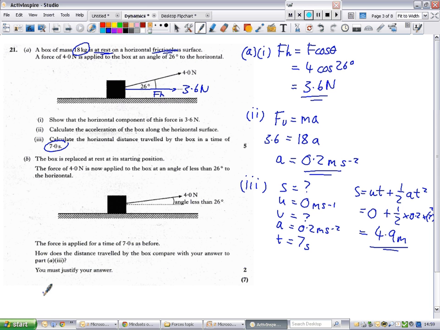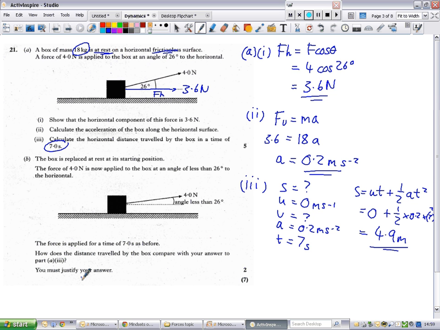Now your classic sort of last question for 2 marks here, where one thing has changed and everything else is kept the same. We've been through how to answer these. You can often answer them with an equation, but I tend to use arrows in some way and then think about how that affects your overall answer. So it's placed at rest again. That's the same. The force of 4 newtons again, but an angle of less than 26. The force is applied for a time of 7 seconds as before. How does the distance travelled by the box compare with your answer to A part 3? So this answer of 4.9, and you must give a justification for your answer.